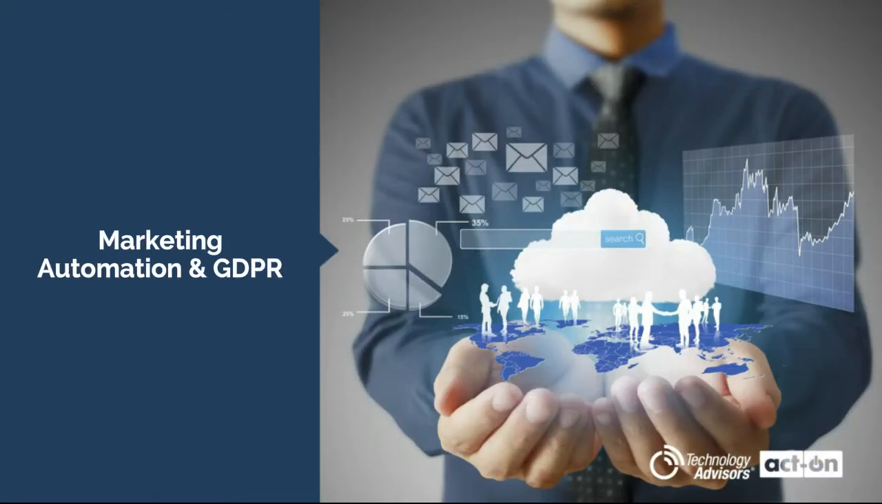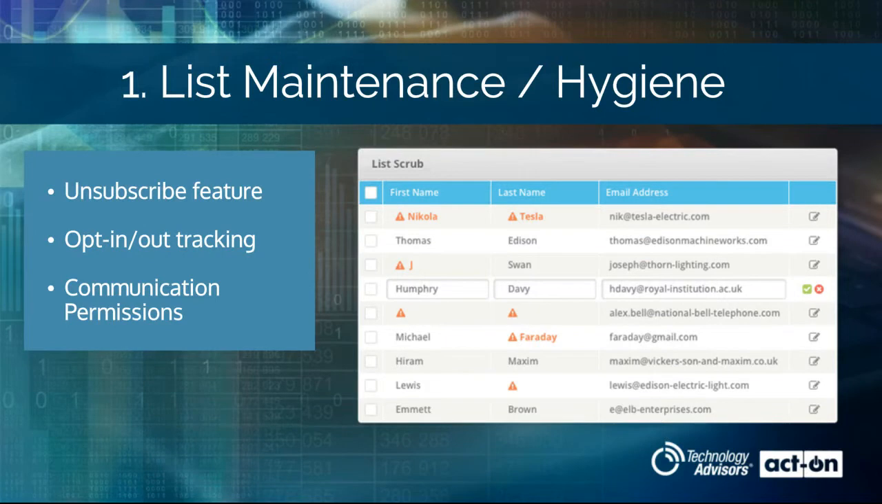Let's talk a little about marketing automation and GDPR. These are a couple of slides that we talk about here. In terms of being able to comply, one of the things that's really prevalent is list maintenance, and that should be a tenet of any kind of program: list maintenance hygiene. Using the Act-On platform, you can do that within the app itself, in terms of managing your unsubscribes, opt-in and opt-out tracking, and communication permissions, given subscribers' requirements.